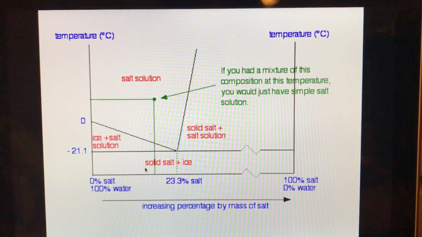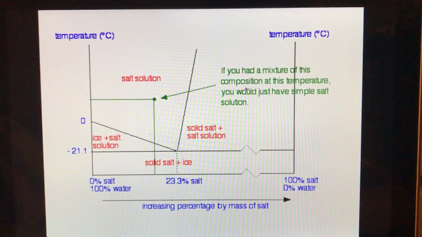So there would never be any liquid, whatever proportions of salt and water you had, and at temperatures above this, what you would see would depend on where your particular set of conditions fell in the diagram. You just need to notice what area the conditions fall into. For instance, in here they fall into the salt solution, right? And I even put it here. If you had a mixture of this composition at this temperature, you would just have simple salt solution.